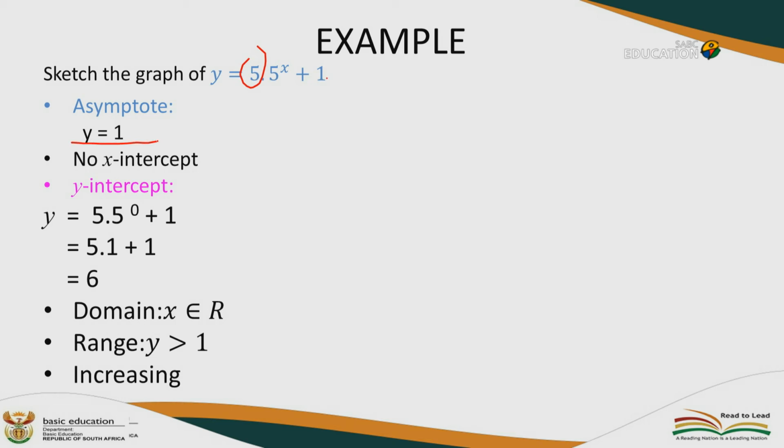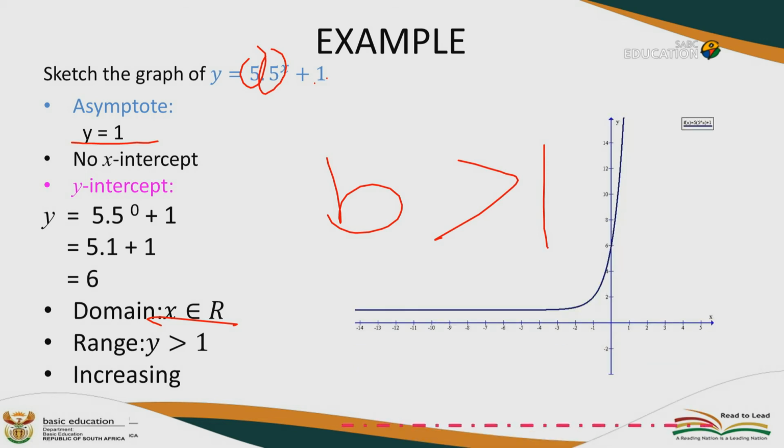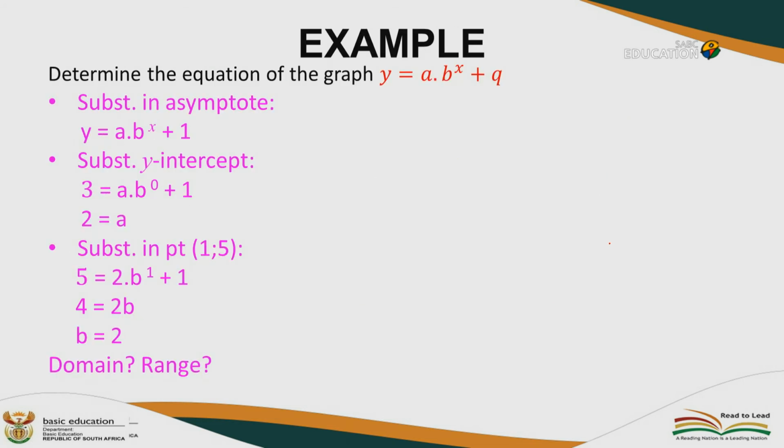What is our y-intercept? Our y-intercept is at 6, because remember, for the y-intercept, you put x equals 0. Domain, x is an element of the real numbers. What will be our range? Our range is y greater than 1, because remember, the asymptote helps you to get the range. Increasing or decreasing? It's increasing, because our B is greater than 1. There is our graph, and there is the asymptote, y equals 1. So our graph is increasing, and there is the y-intercept at (0; 1). So it's an increasing function because our B is greater than 1.